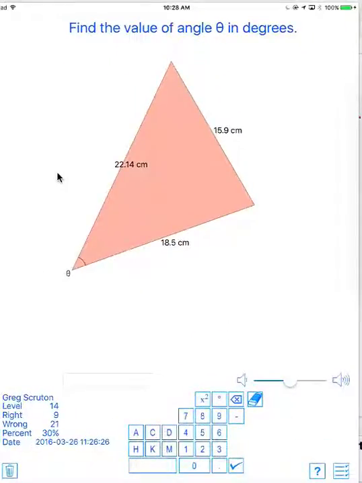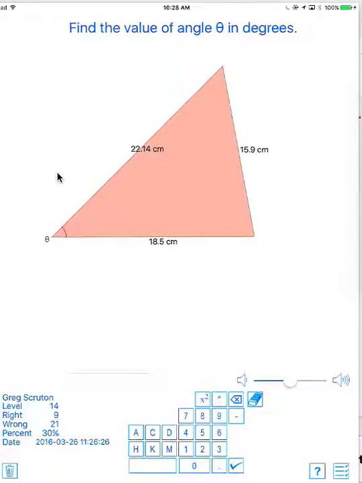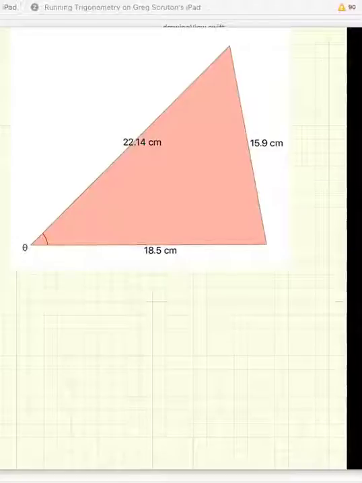On to level 14. Here we're given all the sides and we're asked to find one of the angles in a non-right angle triangle. My two-finger gesture and rotating. And then I can resize using the pinch gesture, like that. Alright, so I'm just going to label these.